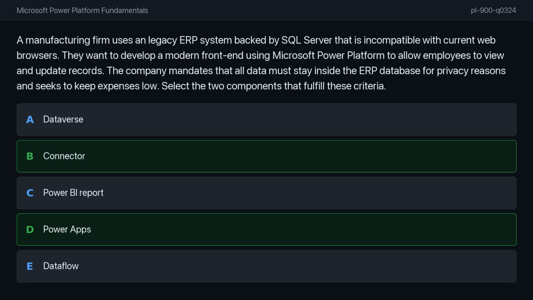Regarding the other options, Dataverse is incorrect because it is a separate data storage service that would require moving the data out of the ERP, violating the policy. Power BI is designed for visualization and reporting, not for transactional data entry. Finally, data flows are specialized for extract, transform, and load processes to move data, rather than providing the real-time interactivity needed here. Keep in mind that for legacy integration, connectivity is your best friend.